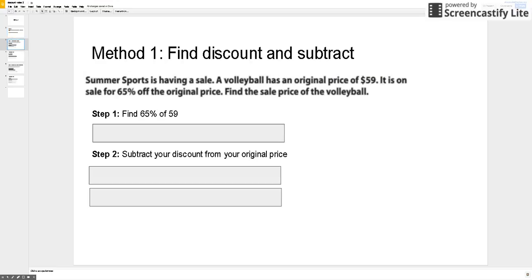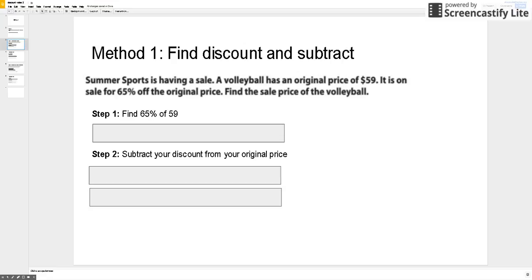So let's look at our first method of finding the selling price. Okay, the first method of finding the selling price would be to find our discount and to subtract. Okay, so Summer Sports is having a sale. A volleyball has an original price of $59. It is on sale for 65% off the original price. Find the sale price of the volleyball.